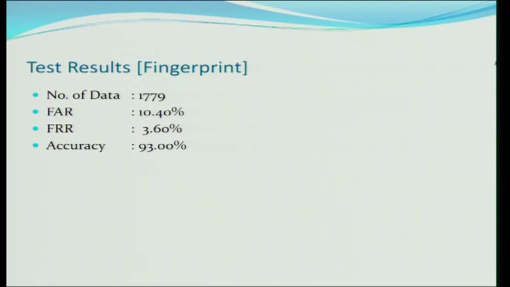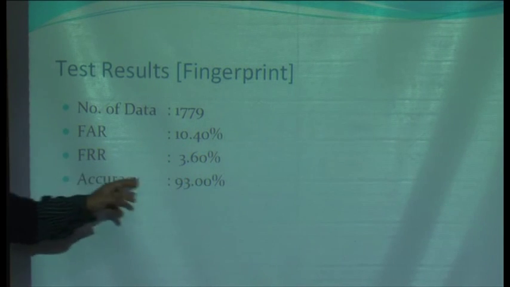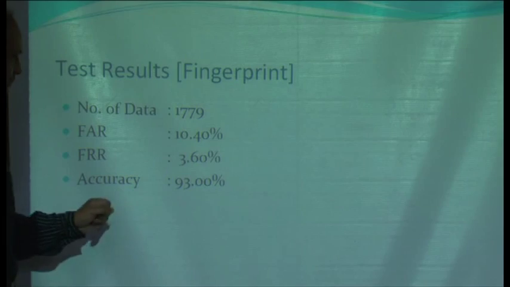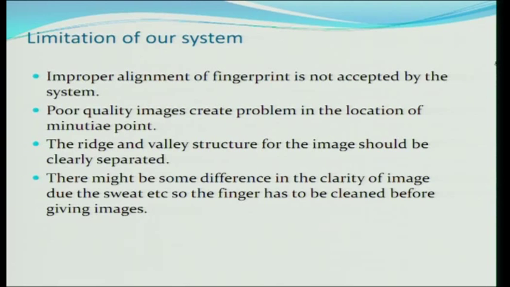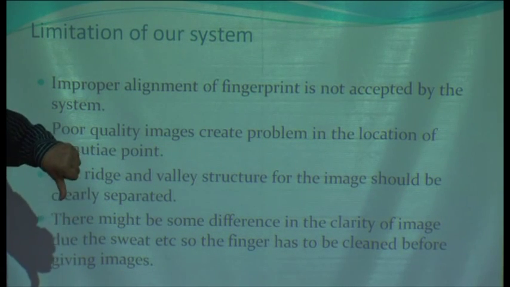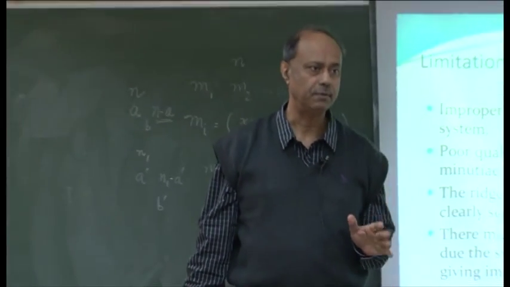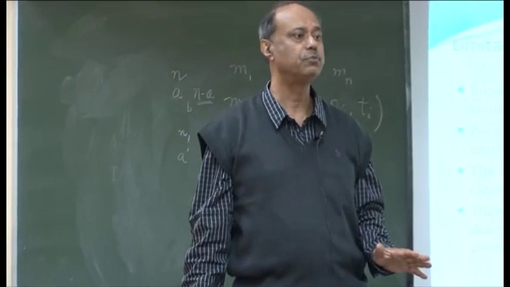Now, in our case, we have tested against 1779, FAR is very high, FRR is moderately good, accuracy is 93%. What are the limitations? If there is improper alignment, then the system creates problems. Now, what do you mean by alignment? First one is that if I put my finger this way, or I put this way, or I put it a little tilted, then it will create problems. Or if its angle is too much, it will give you an error.